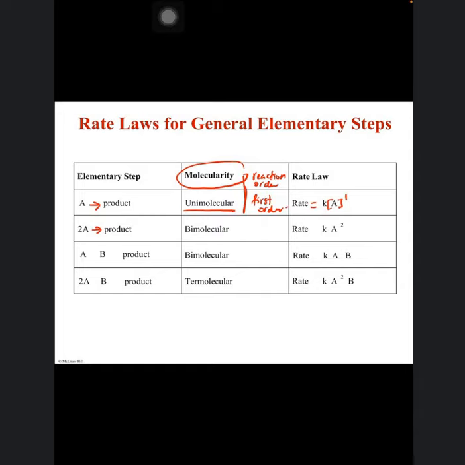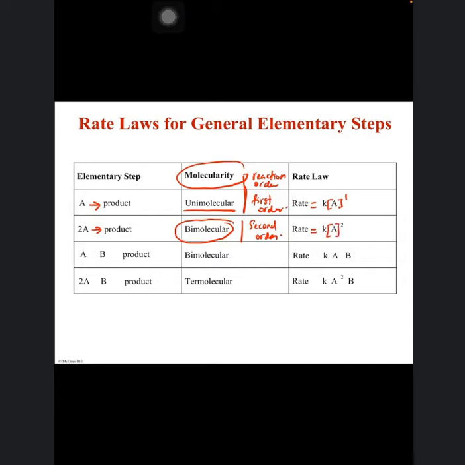2. Ada 2 kan? So bila 2, molecularity dia adalah bimolecular. Sebab bi tu meaning that 2 kan? So 2 molekul involved dalam elementary step tu, kita panggil molecularity dia sebagai bimolecular. Dan bila ada 2 molekul involved, reaction order dia adalah second order. Simple macam tu je, straightforward. So bila kita tulis rate law untuk step ni, dia akan jadi rate is equals to k[A]^2. Macam tu.